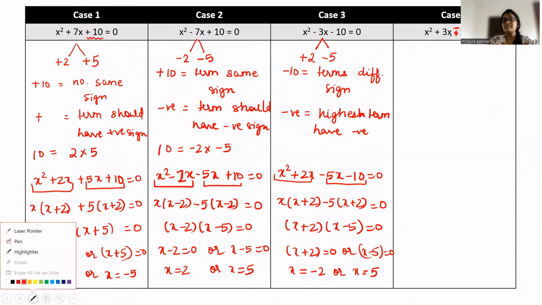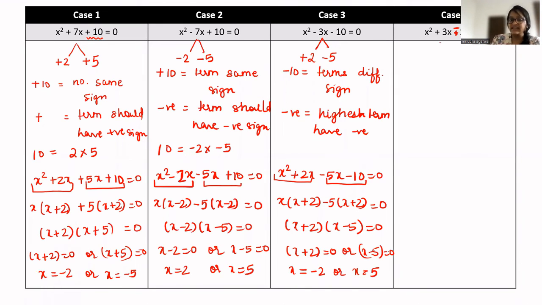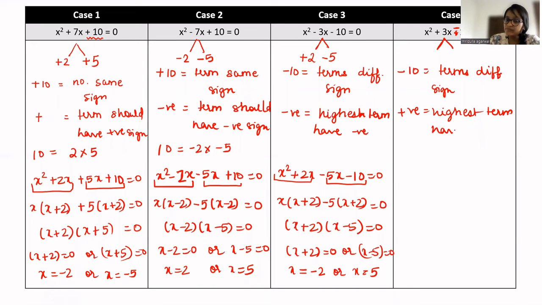So the next equation is x squared plus 3x minus 10. So again, -10 indicates the terms should have different signs. Okay, so that means the terms should have different signs. But the middle term is having positive. So that means the highest term, since it's positive, the highest term should have positive sign.